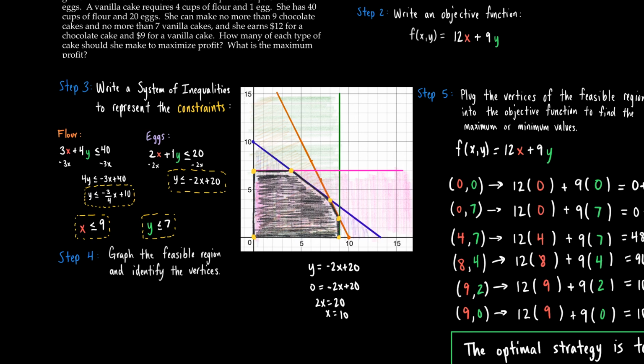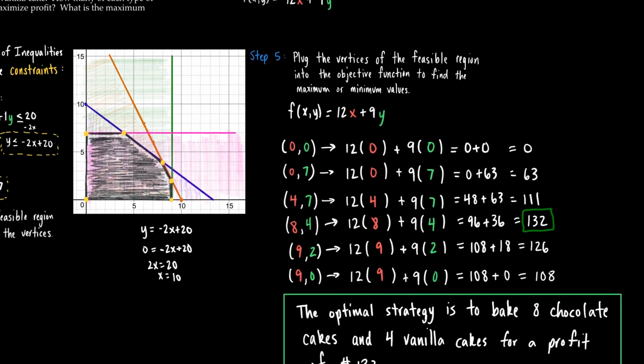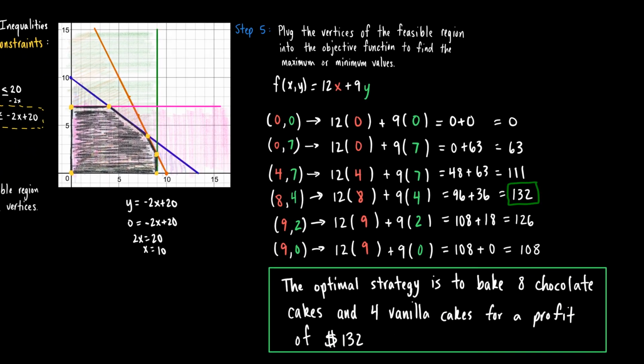So it was blue and orange and green and pink. That's what this area was. So I shaded that in. Then we identified the vertices, which are just the corners of the feasible region. So there were these 6 corners here. And what we did was we took those 6 corners and we tested each one. We took the X and Y value of the corners, because X and Y stand for the number of chocolate cakes and number of vanilla cakes. And we tested all the corners to see which corner gave us the best result.